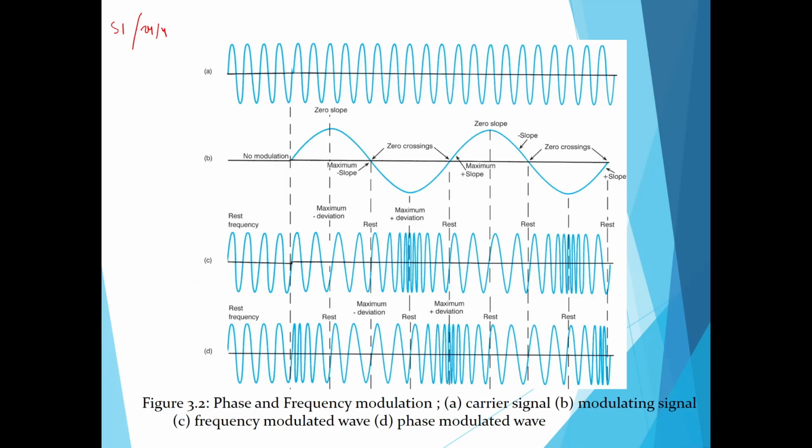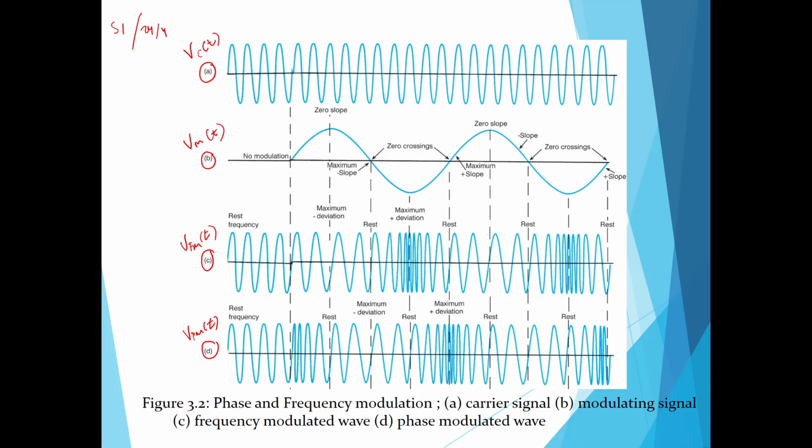And this picture, I have explained previously in the class. You need to understand the concept of this waveform. The first picture here is the carrier signal, which is vc(t). The second graph here is vm(t). Picture C here is vFM(t), and graph D here is vPM(t).